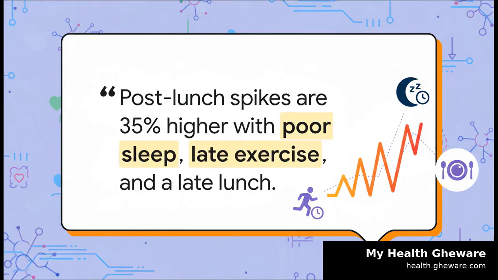Let me give you a really concrete example of what this actually looks like. An AI might find a super specific 3-part pattern like this one. See, it's not just one thing causing the spike. It's the unique combination of getting poor sleep, then exercising late, and having a late lunch. A person would almost never connect those 3 specific dots on their own.